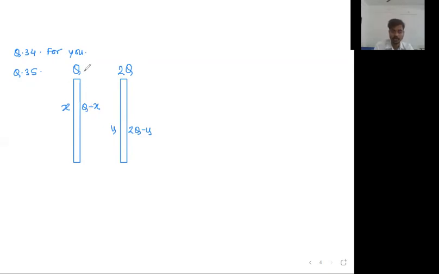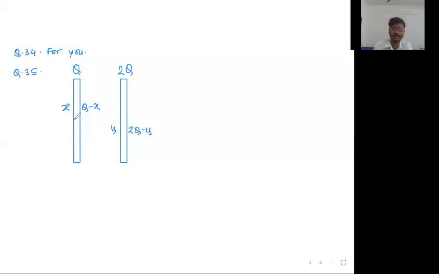But this is not an isolated sheet. It is present with another charge. Another charge is present near it. So now equal charge distribution will not take place. So I will assume on the left hand side there is a charge x. The remaining side will have charge equal to q minus x. On the left hand side I will assume charge equal to y. On the remaining side I will have charge equal to 2q minus y.